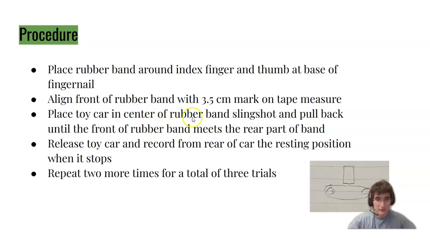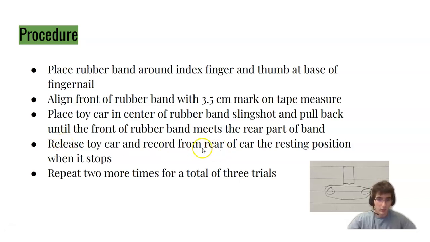Place toy car in the center of the rubber band slingshot and pull back until the front of the rubber band meets the rear part of the band. So pulling this until it reaches here. So this displacement is just going to be the width. Well, the displacement for the car is just going to be the width, but it's a little different for the rubber band since it's the circumference.